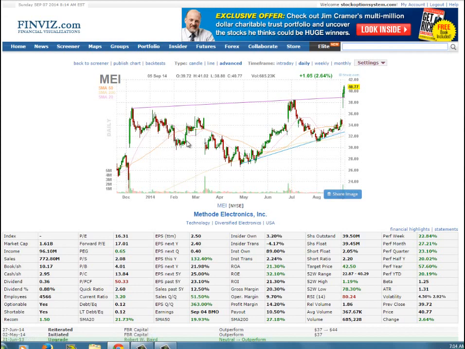Price action looks a little sloppy right here, but it looks like it's building up a base. It's still above its 250-day moving average, and it's kind of fired up above resistance right here. I'm going to switch screens real quick.